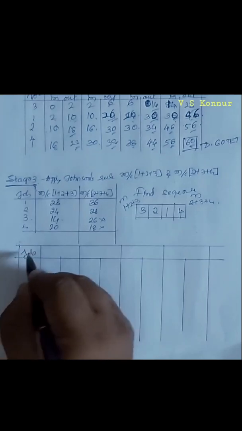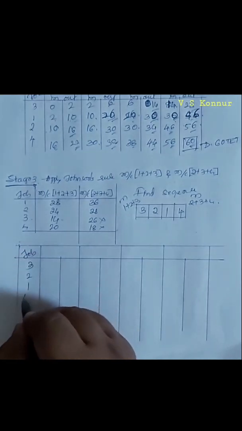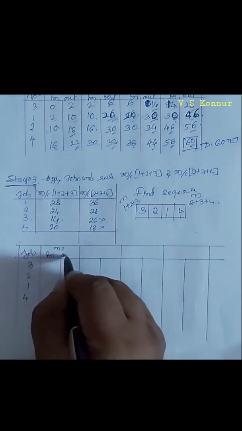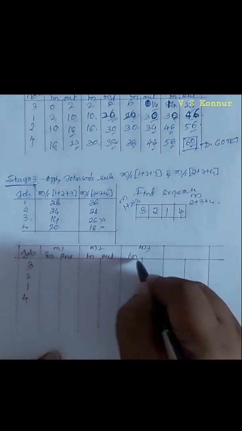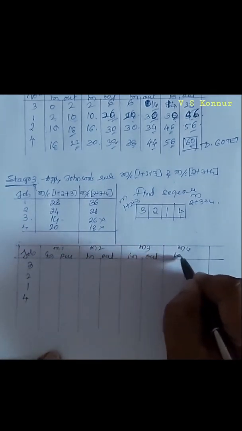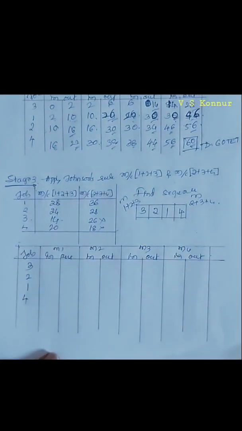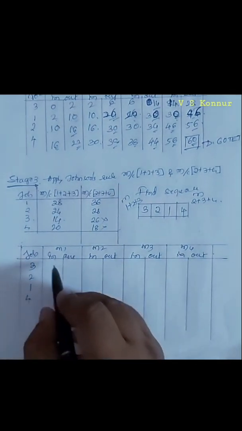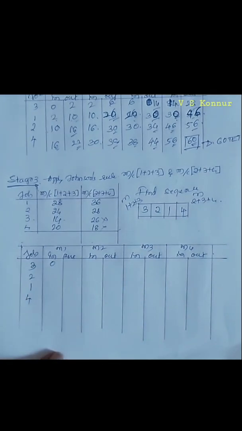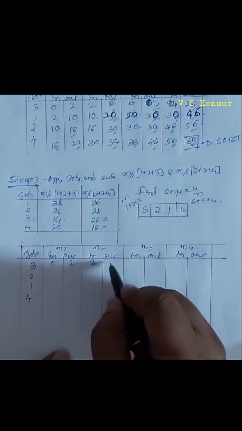So once again you have to write 3, 2, 1, 4 for M1 in out, for M2 in out, for M3 in out, for M4 in out. So already the same sequence we have solved for the first step. Once again we will solve. So for machine M1, third job is entering at 0th time. Third job is entering at 0, required 2 hours to complete, and it is entering into the machine 2 for 2, and it requires 4 hours to complete, 6.